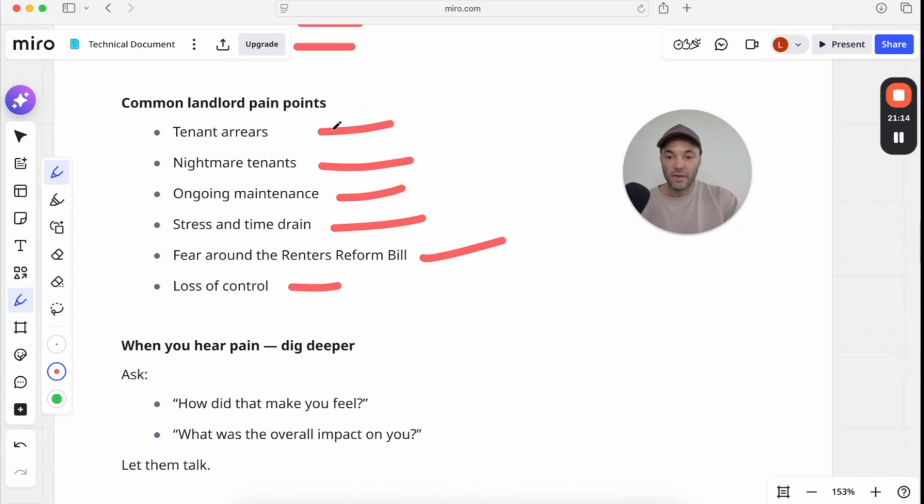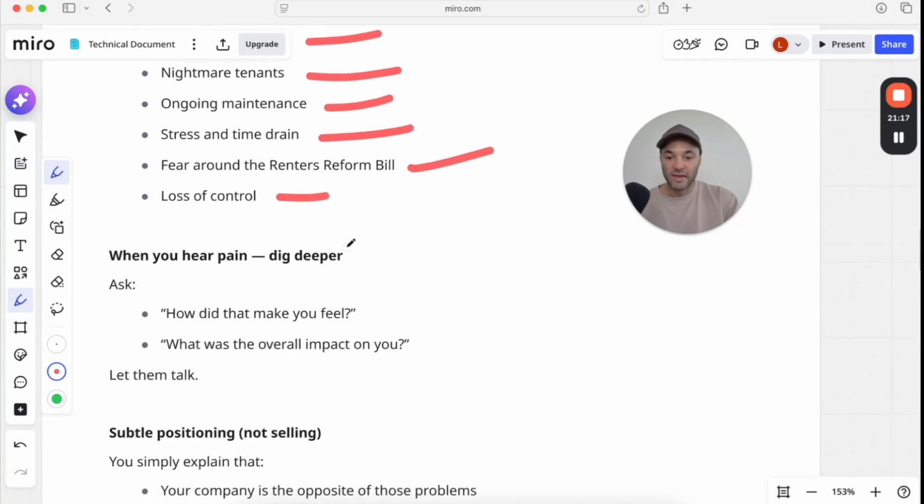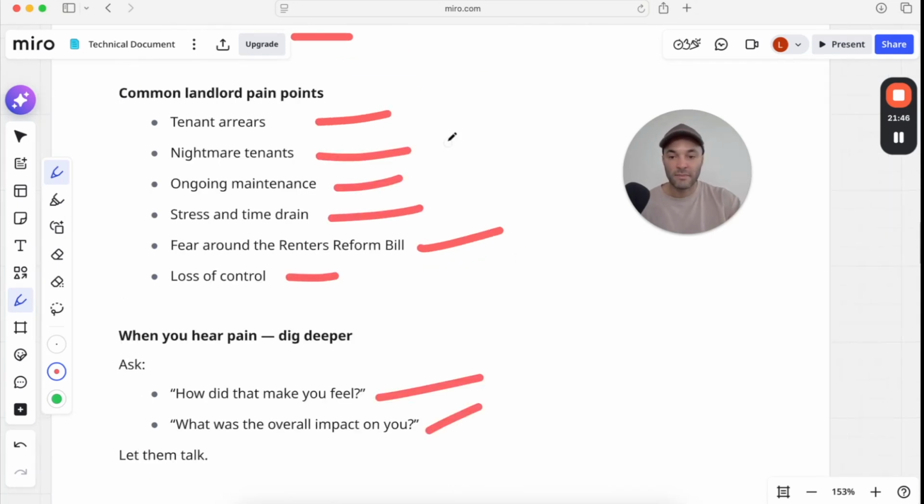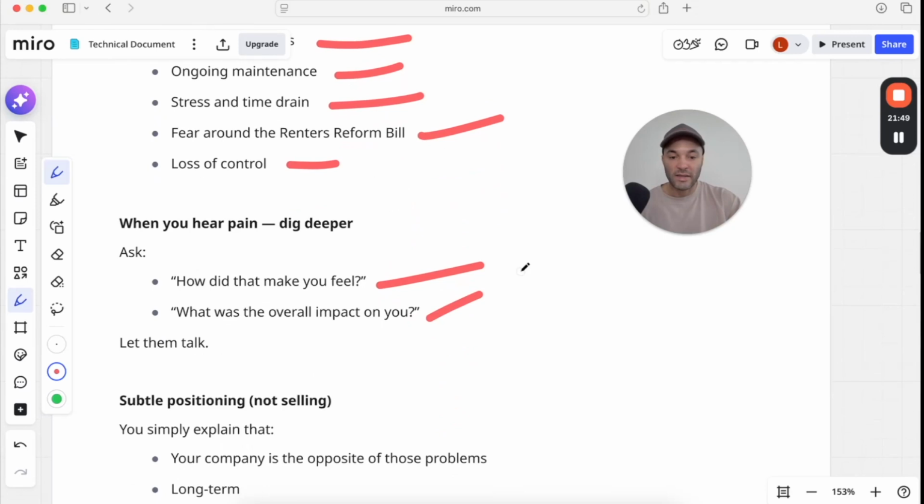Then when you do hear one of these pain points, you should dig a little deeper. You should ask questions like, how did that make you feel? And how did that affect you? What was the overall impact on you? What you're doing here is you're tapping into the psychology behind these pain points, and you're widening the gap between where they are now, between their previous experiences and their dream outcome of where they'd like to be in an ideal world. So once you dig a little deeper, you then let them talk and you listen.